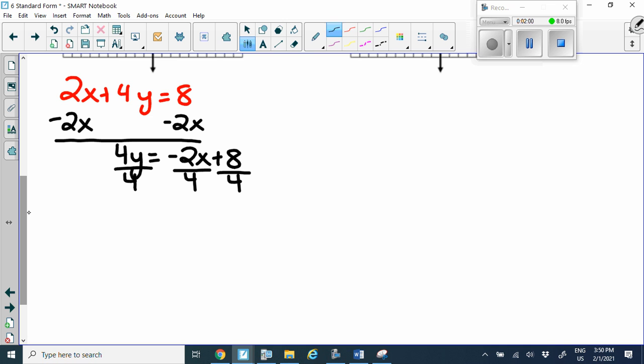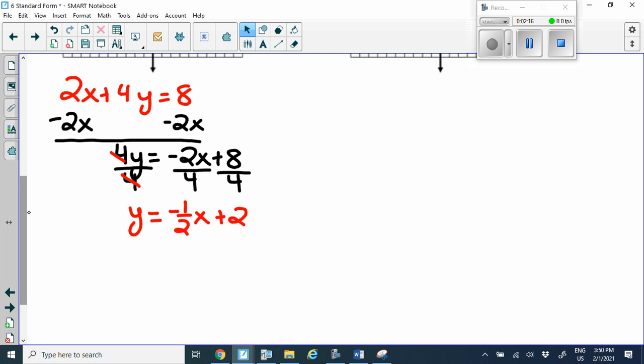Okay, now from here, my 4's cancel. So I have y equals, now we need to simplify any fractions if possible. So negative 2 over 4 simplifies as negative 1/2, and we have the x, and then 8 divided by 4 gives us 2.